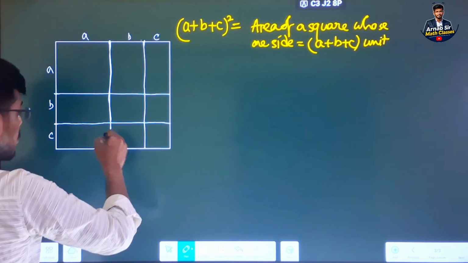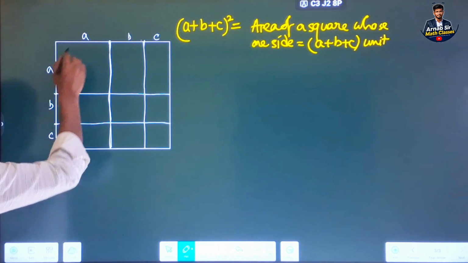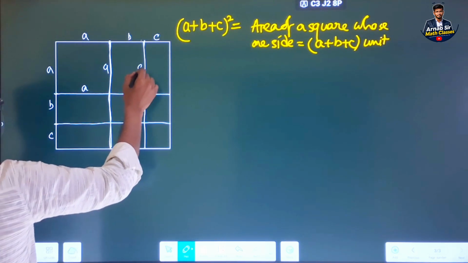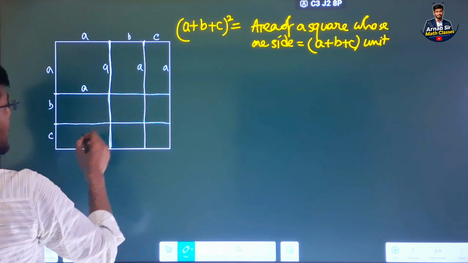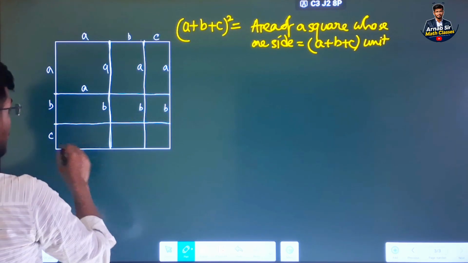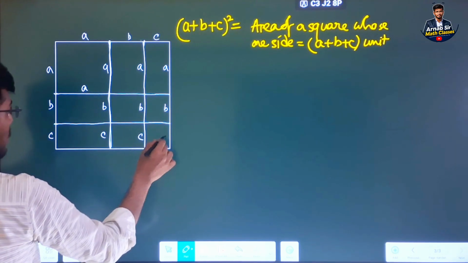So at first we think that if it is A, obviously this is A, this is A. Clear? Yes or no? So all of those lengths are A. If it is B, obviously this is also B, this is also B. If it is C, the length is also C.